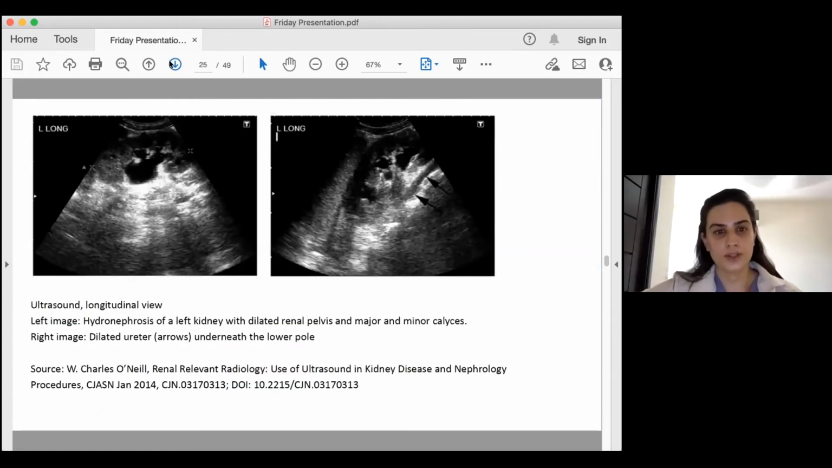Another image, ultrasound longitudinal view. On the left, we have the hydronephrosis of the left kidney with the dilated renal pelvis and major and minor calyces. And here we are able to observe on the right some dilated ureters underneath the lower pole of the kidney. I thought this was interesting because it's one of the few images I could find with the dilated ureters.